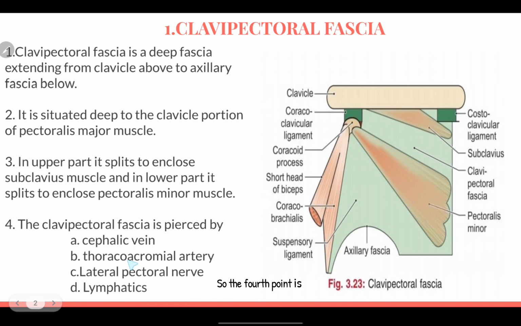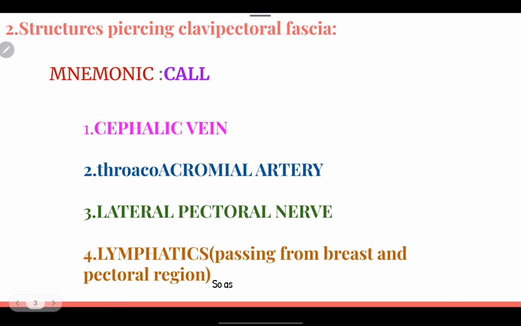The fourth point is very important because it is itself a separate 2 mark question, a very important 2 mark question which has been asked repeatedly. The fourth point is that the clavipectoral fascia is pierced by the cephalic vein, thoracoacromial artery, lateral pectoral nerve, and lymphatics. So we'll pass on to the next question. As I have already told, the structures piercing the clavipectoral fascia is a separate 2 mark question.